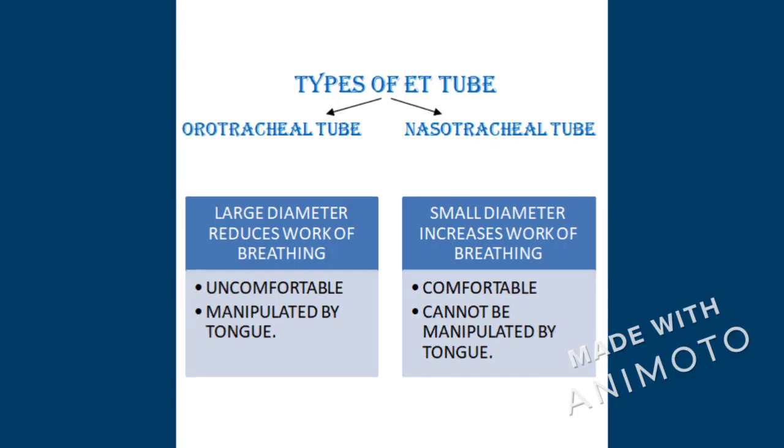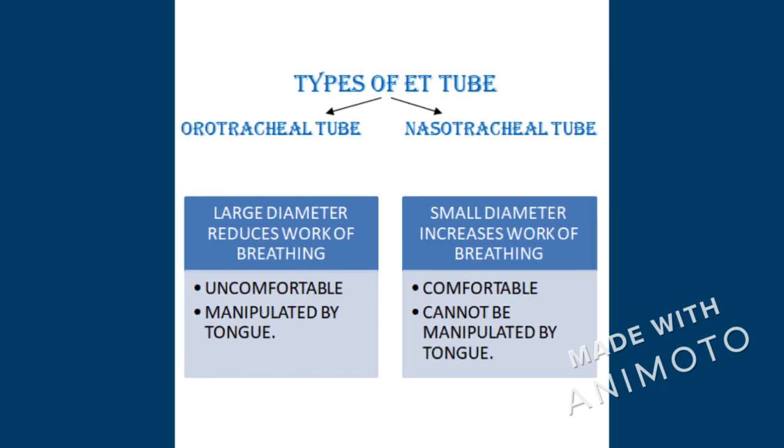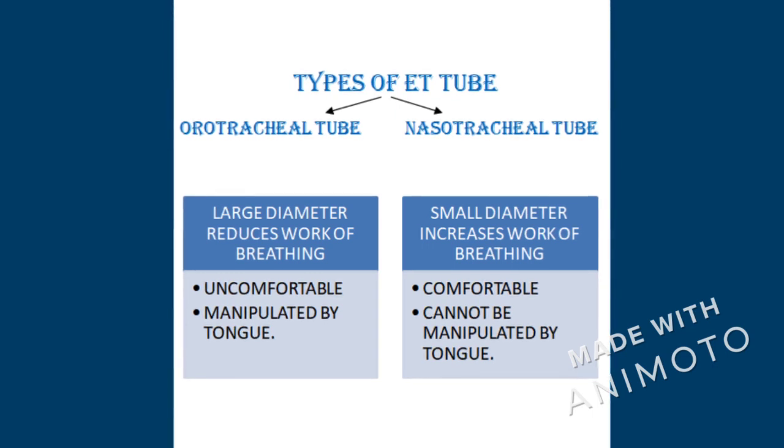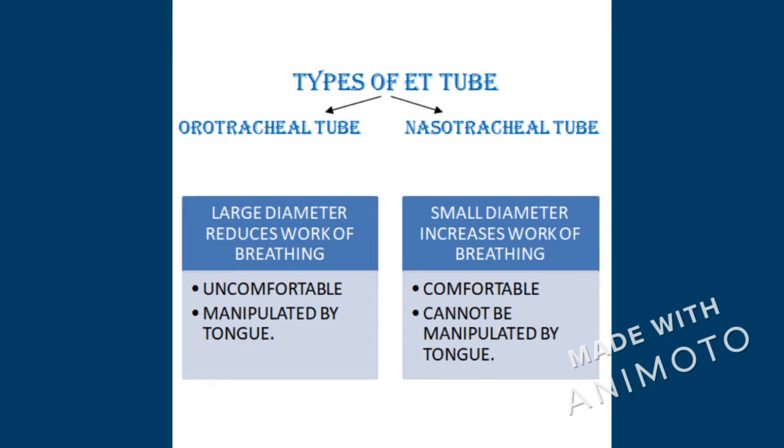There are two types of ET tubes. First is the orotracheal tube and the second is the nasotracheal tube. Orotracheal tube has a larger diameter and it reduces the work of breathing, while nasotracheal tube has a smaller diameter and it increases the work of breathing.